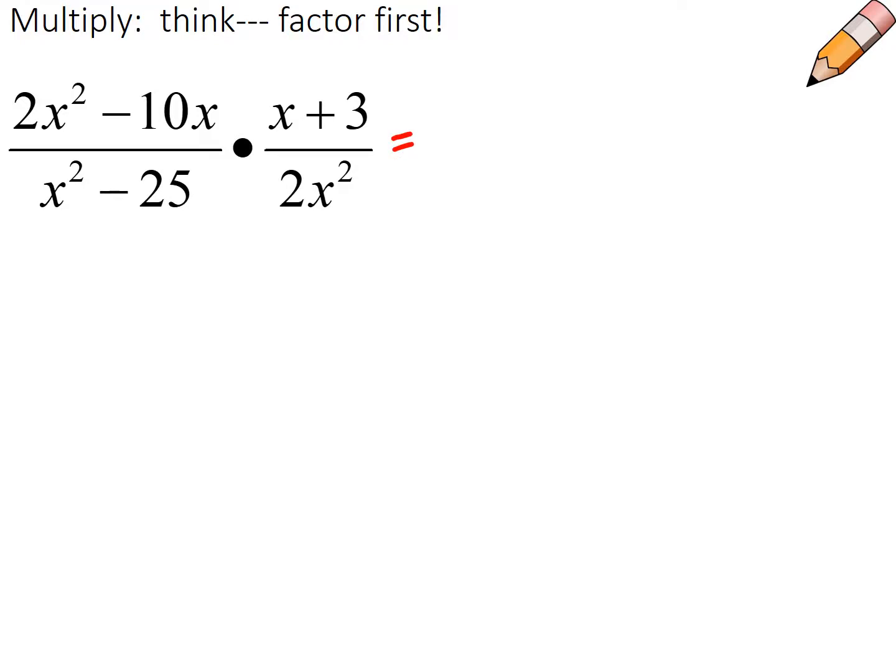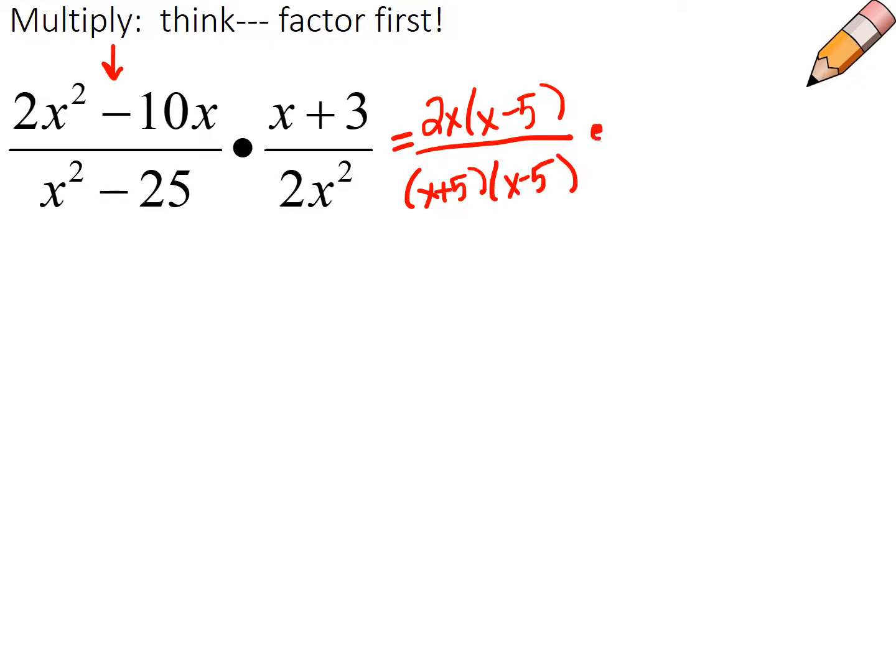So let's look at our first rational expression, or our first fraction. If we simplify 2x squared minus 10x, or if we factor that, we're taking out a 2x, and we're left with x minus 5. And then in the denominator, x squared minus 25 is a difference of squares, so x plus 5, x minus 5. Now we're multiplying that fraction by x plus 3 over 2x squared. I'm going to write this as 2x times x, and you'll see why.